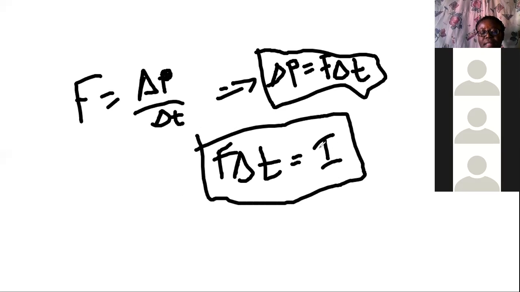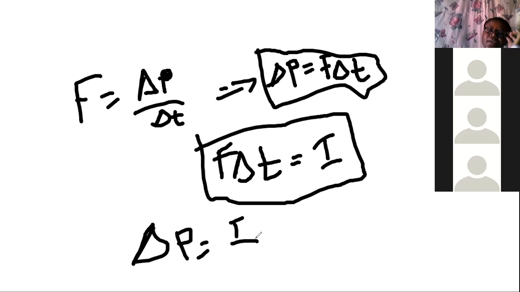So if we plug this equation into here, because the two equations are equal, we have that the change in momentum is equal to the impulse. It means that the impulse is the one responsible for the object changing in momentum, due to the force applied to that object.